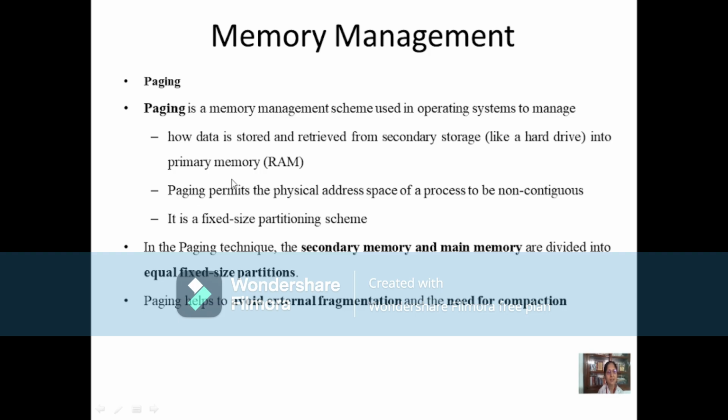What this paging actually does is permit the physical address space of a process to be non-contiguous. So it is possible to store our process into non-contiguous chunks of RAM, and it is a fixed-size partitioning scheme. Let us see what happens in the paging technique. Actually, in the paging technique, the secondary memory and the main memory are divided into equal-sized partitions, and this helps to avoid external fragmentation and the need for compaction.